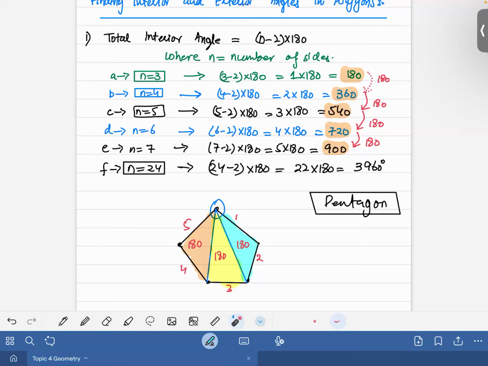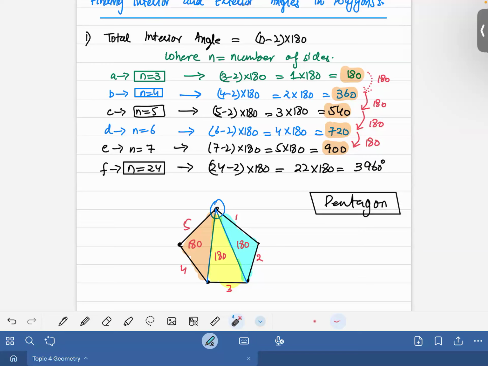Understood, everybody, or not? That's how you can find out the total interior angle of a polygon having any number of sides, where n is just the number of sides. All you have to do is find n minus 2 multiplied by 180, just put in the value of n, which is the number of sides. Understood, everybody, or not? Yes or no? Yes, sir.